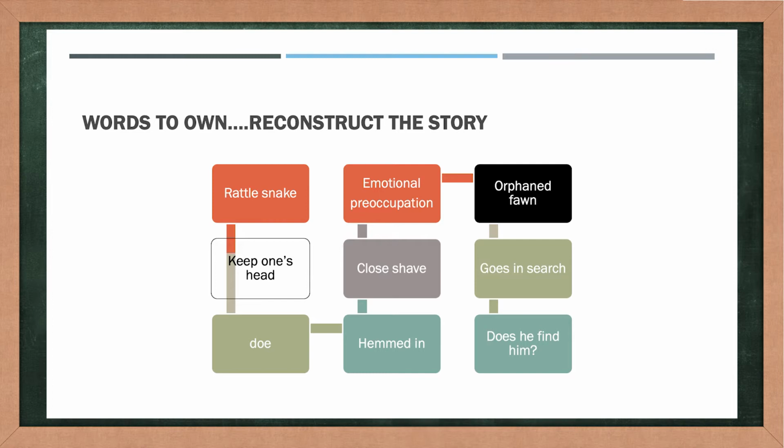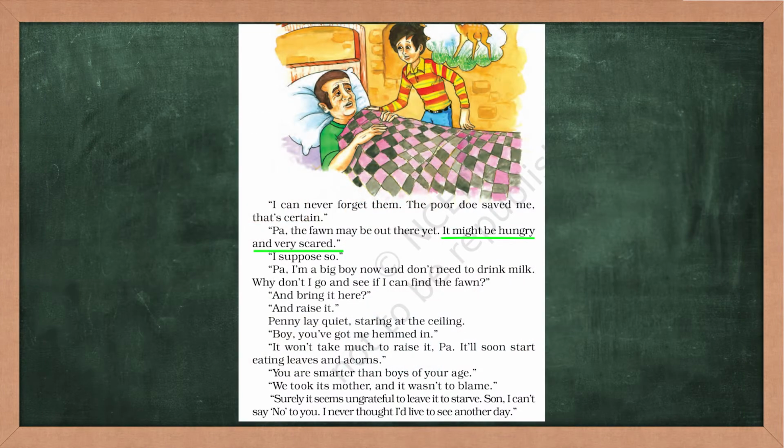You see in the text this dialogue between the father and the son. "Pa, the fawn might be out there yet. It might be hungry and very scared." So now it's your turn to find out what happened to Jody and the fawn.